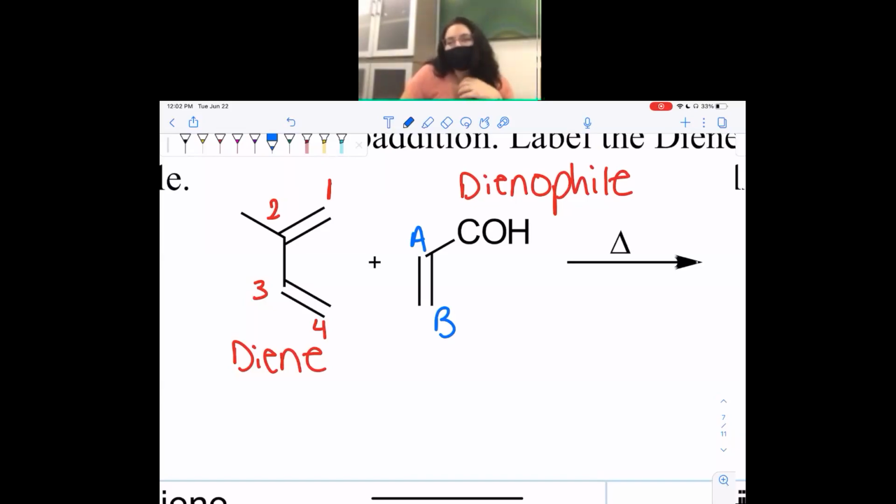Okay, so once we have everything numbered and labeled, we're going to connect 1 with A and we're going to connect 4 with B. And the reason I did a dotted line and not a regular line is because we haven't made a bond yet. We're just talking about what's attracted to what.